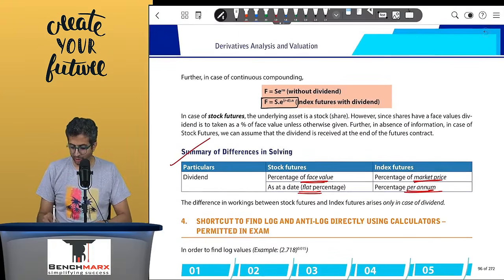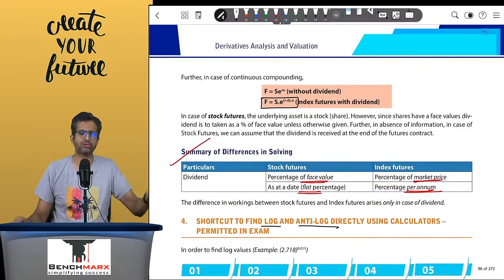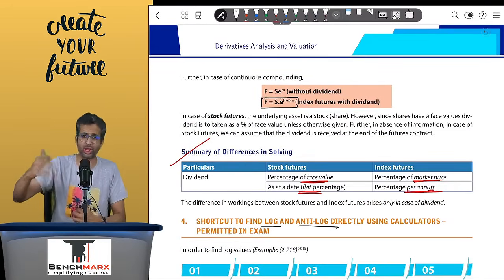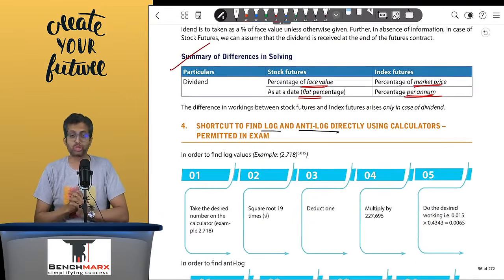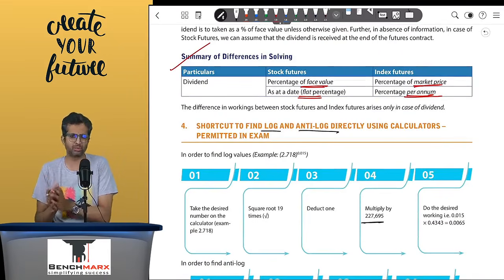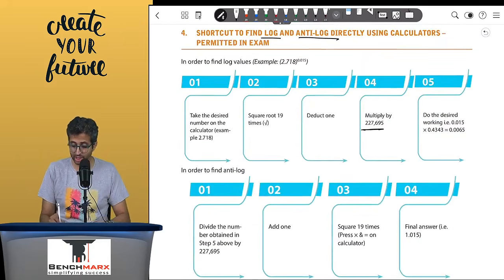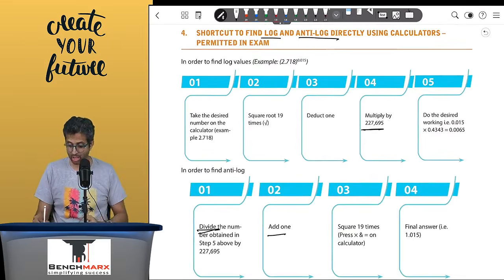Sometimes you might need to find the value of log and anti-log. There are various ways in which you can find that. One way is to take the number on your calculator screen and square root it, let us say 19 times. Then, to get the log, you subtract 1 and multiply it by 227695. Whatever number you get is the log value. Make certain adjustments. Then, to find the anti-log, you take the opposite steps: divide by 227695, add 1, and then press equals, that is squaring 19 times.